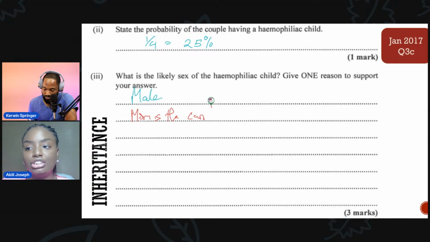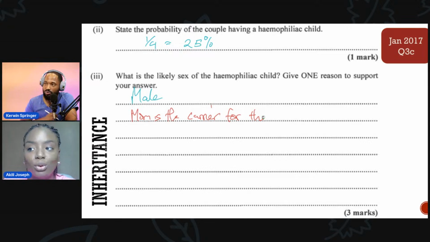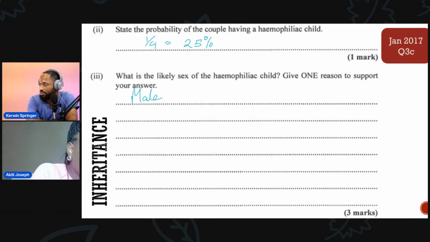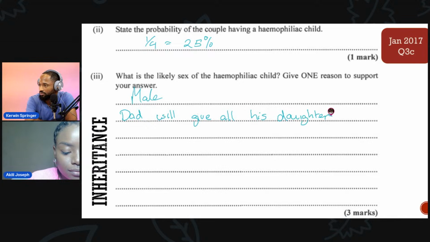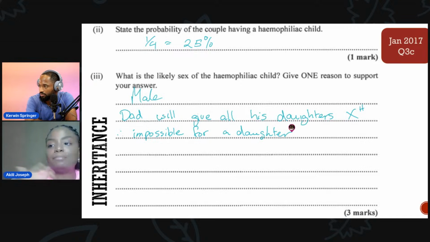The father, who has X big H, will pass it on to all of his daughters, X big H. The reason, then, is that the dad passes on the big H allele to his daughters, right? So it would be impossible for a daughter to have the condition.